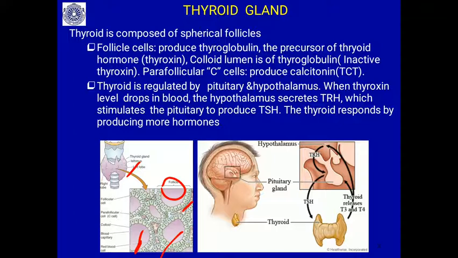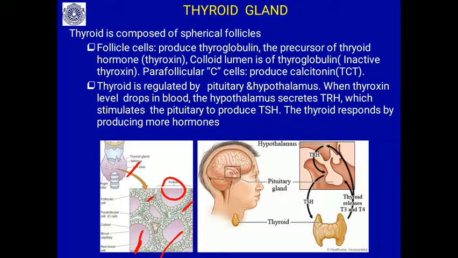In between the follicles there are some cells called parafollicular cells, also called C cells. They produce the hormone calcitonin, or thyrocalcitonin. As I said, two hormones are secreted by the thyroid: the main one is thyroxine, and the other is TCT, thyrocalcitonin. The thyroid gland is regulated by the pituitary and hypothalamus.